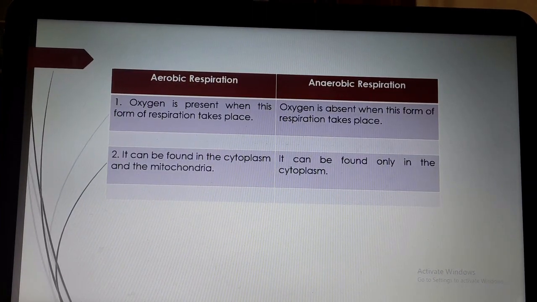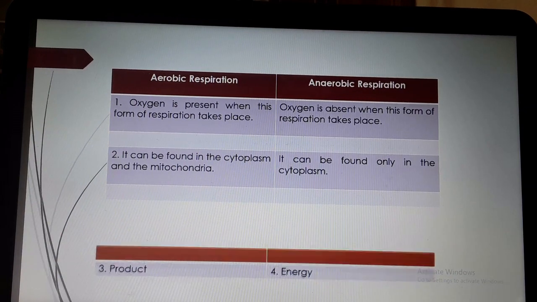Most important points. Aerobic respiration, point 1: oxygen is present when this form of respiration takes place, whereas in anaerobic respiration, oxygen is absent. Point 2: it can be found in the cytoplasm and in mitochondria if aerobic, but anaerobic only in the cytoplasm. I already discussed these points. So what can be the more relevant points?